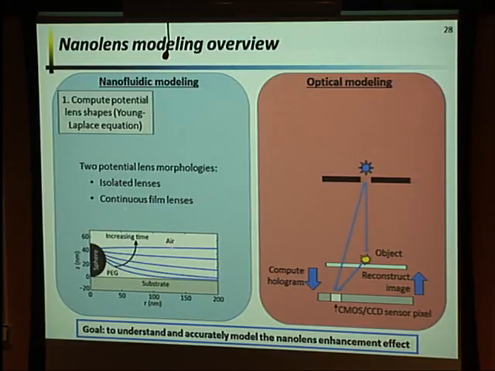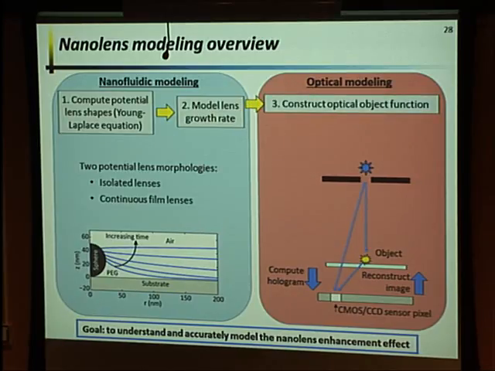And then there are continuous film lenses, where this film covers the whole surface, and then it slowly builds up as a function of time. So we're going to look at these different types of shapes. We can then model the growth rate, so how quickly these lenses are going to grow as a function of time. What we're then going to do is send the results from this nanofluidic modeling into optical modeling.